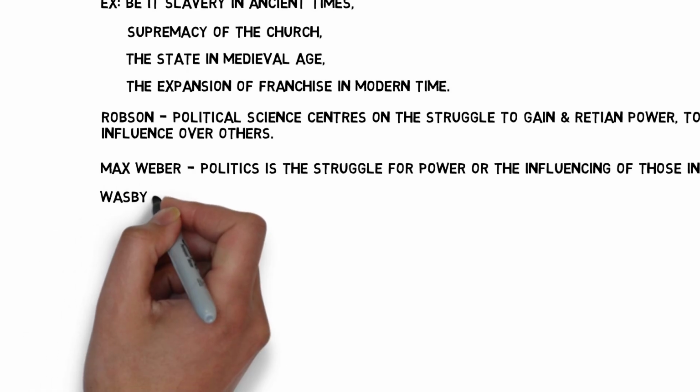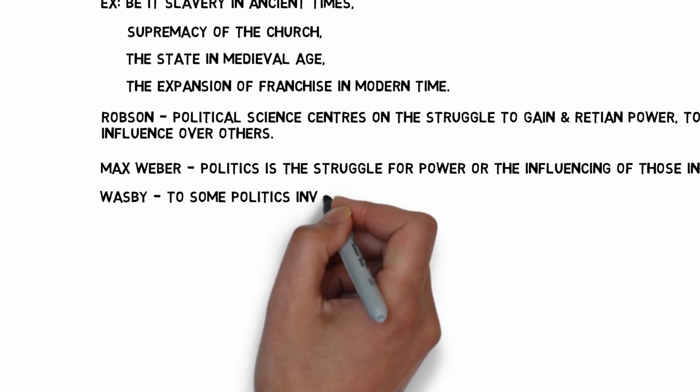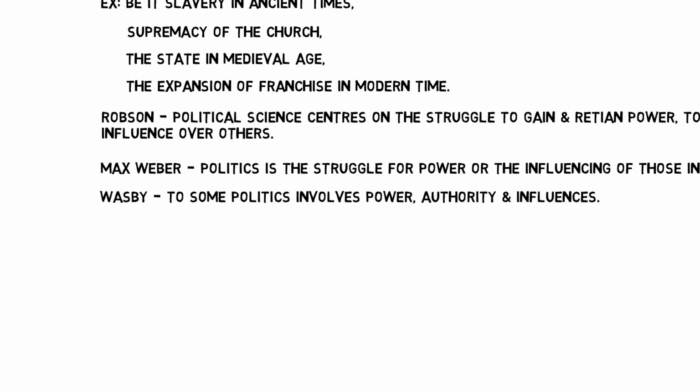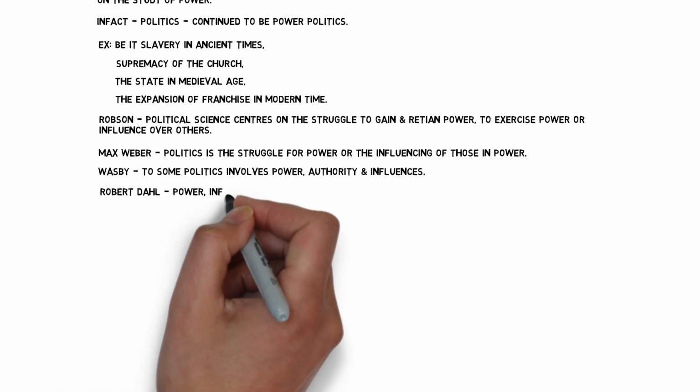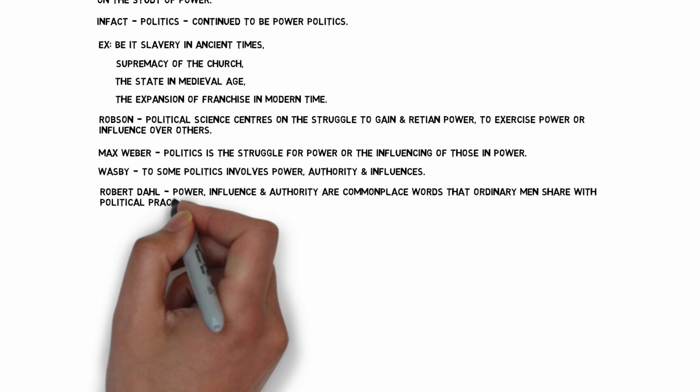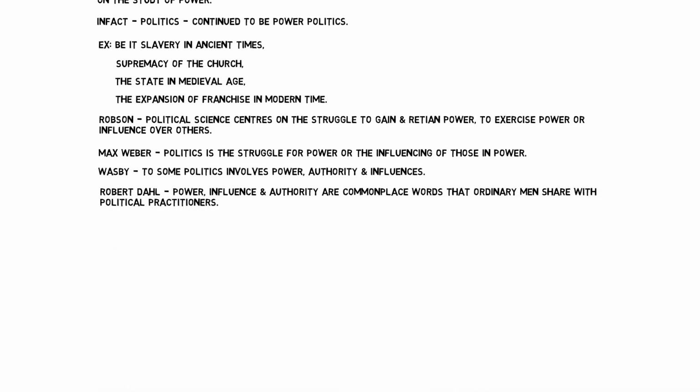Then we have the next scholar called Wasby. According to him, to some, politics involves power, authority, and influence. According to Wasby, power has different manifestations in politics. For example, for some it is authority, whereas for some it is influence. And moving on to the last scholar, Robert Dahl. In his famous work Modern Political Analysis, he has written that power, influence, and authority are commonplace words that ordinary men share with political practitioners and political theorists. And therefore he says power has different manifestations.